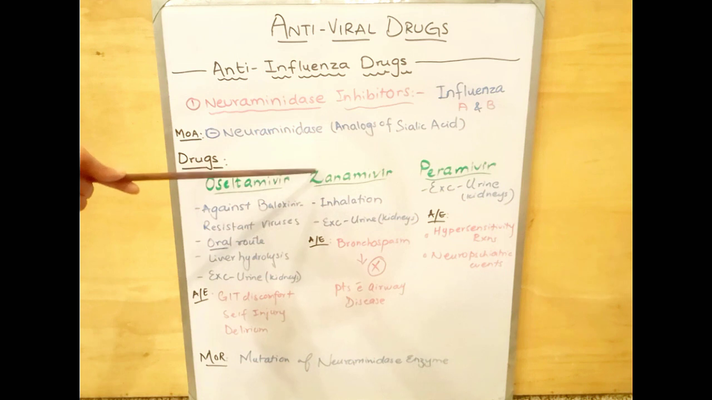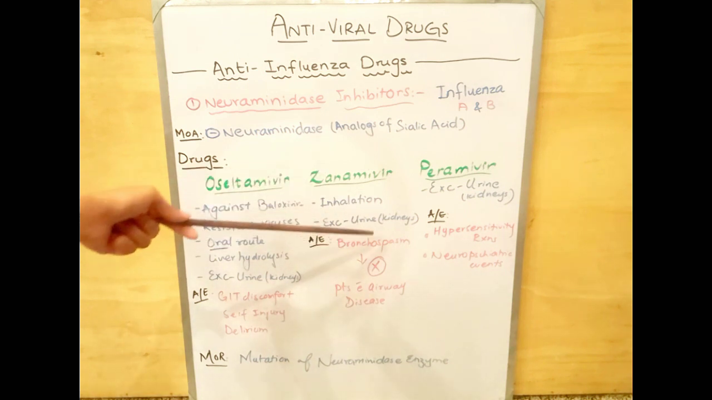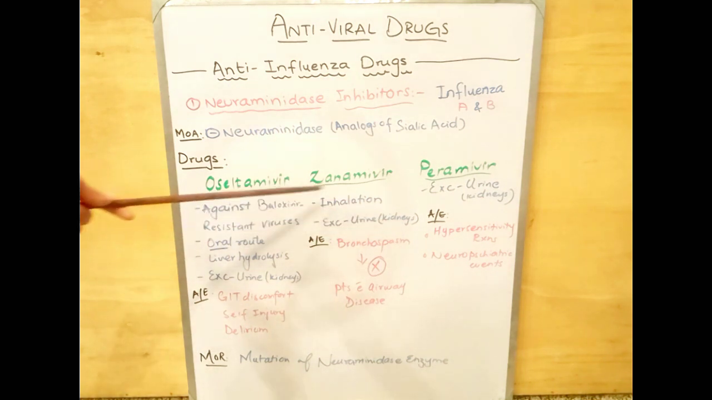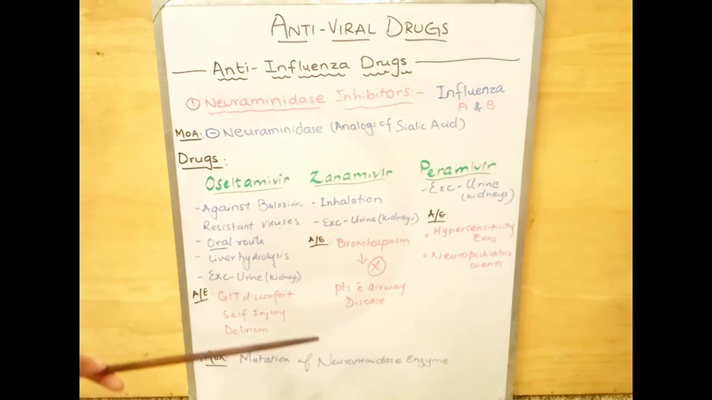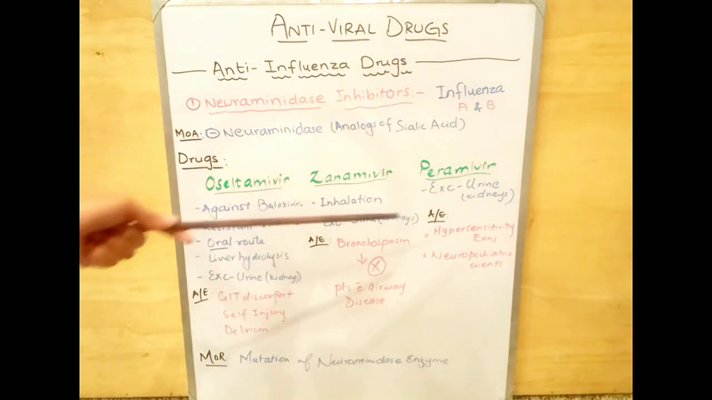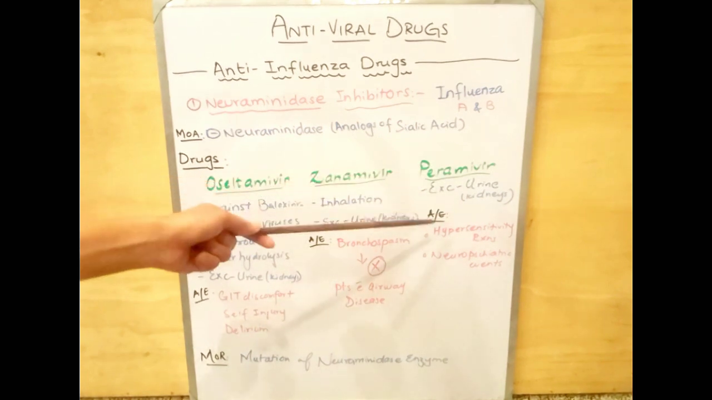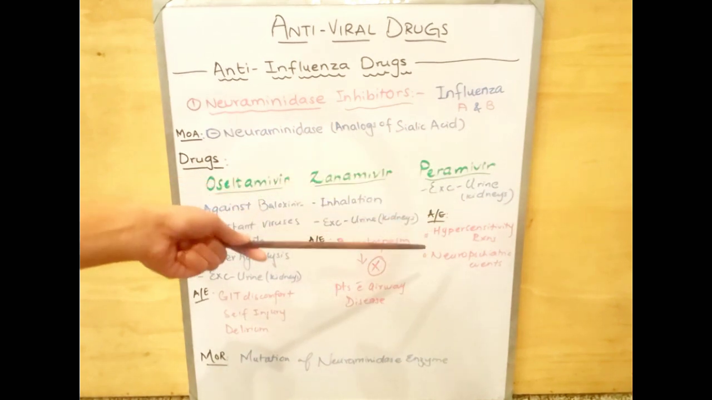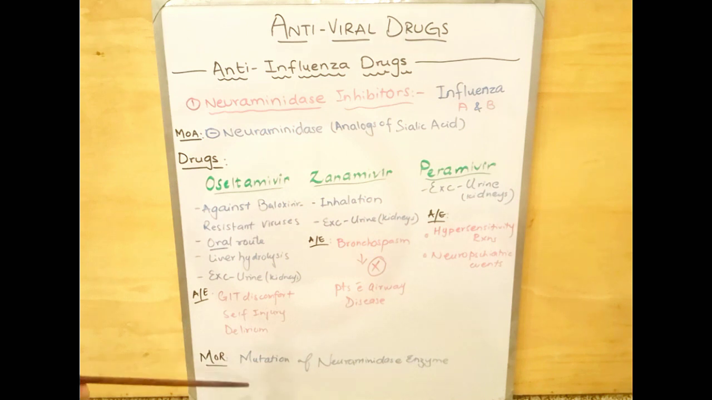Then we have zanamivir. In this case, it is taken through the inhalational route and then it is excreted in the urine via the kidney. The adverse effect of it is very important. It causes bronchospasm. That is why it is never used in patients with airway disease. Then we have peramivir. This is excreted in the urine via the kidneys as well. The adverse effects of it are hypersensitivity reactions and neuropsychiatric events. Now what is the mechanism of resistance that can occur in this case? When there is a mutation of the neuraminidase enzymes, these drugs cannot act.